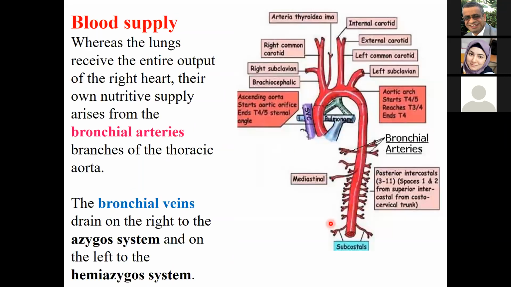Blood supply: whereas the lung receives the entire output of the right heart, its own nutritive supply arises from the bronchial arteries, branches of the thoracic aorta. The bronchial veins drain on the right to the azygos system and on the left to the hemiazygos system. This is the aortic arch, this is the thoracic aorta, the bronchial arteries, two to the left and one to the right. It lies at the level of T5 or T6.